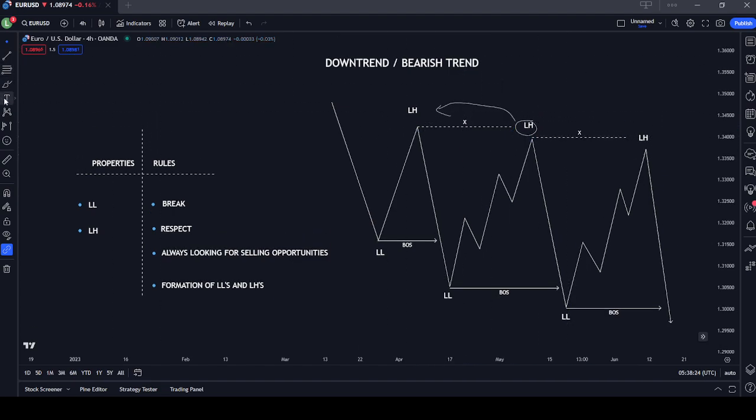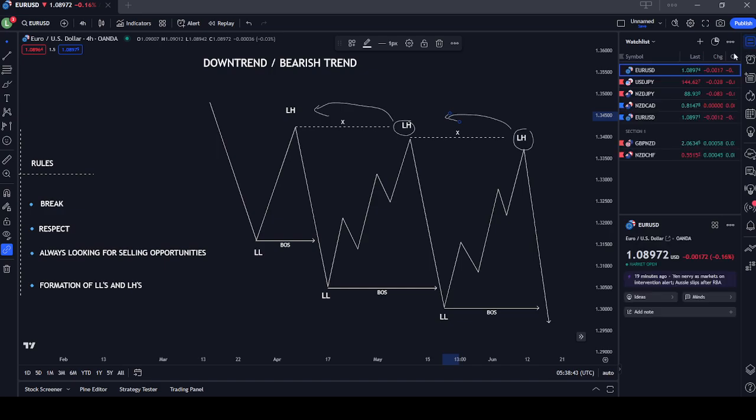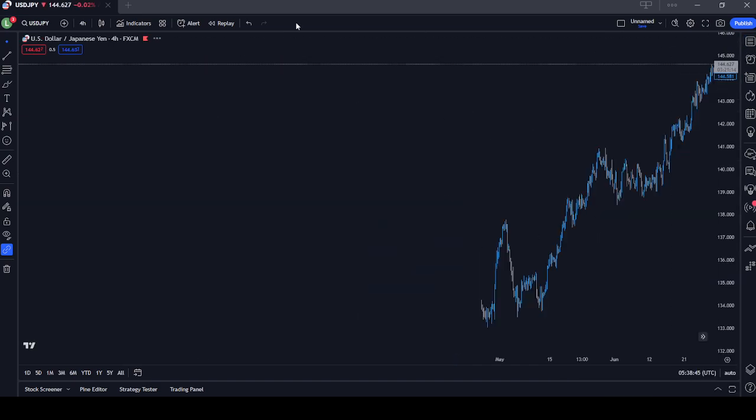Okay, so now let's come to this side. As you can see, this lower high here respected the previous lower high, which is this one. And this is what we want to see. We want to see price respecting our lower highs and breaking our lower lows. Okay, so this was the theory of market structure. Let's come to the charts now.